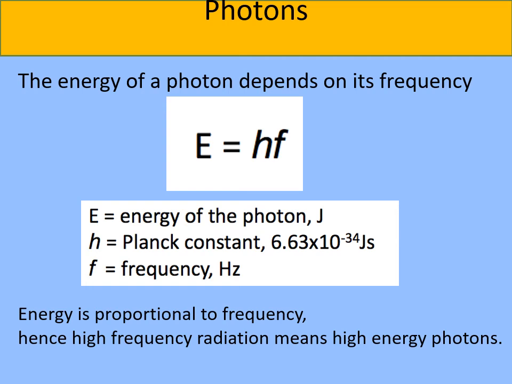So how much energy is this photon depositing? Well, there's a formula for that. The amount of energy in one photon is given by E is equal to h multiplied by f, where E is the energy of the photon, which is in joules. h is a very, very important constant called Planck's constant, which has a value of 6.63 times 10 to the power minus 34 joules second. And frequency is, of course, measured in hertz.